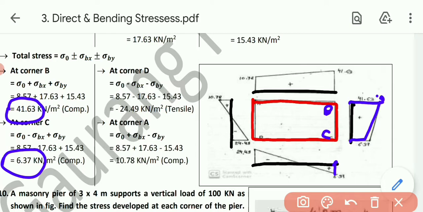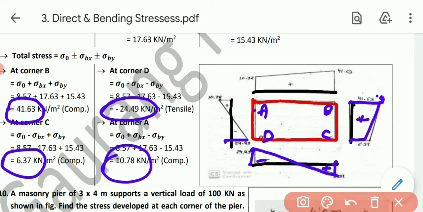Then at corner D, this point, the value is negative 24.49. As I told you, for negative, move upward 24.49 and join them, like this. Over here both values are plus. Clear? Then the D point will be common in this one also. As it is negative, move towards the right; otherwise we move towards the left hand side if it was plus. Then at A, this corner, the value is 10.78, so let's move towards the left as we discussed and join them. This one is negative, this one is positive.